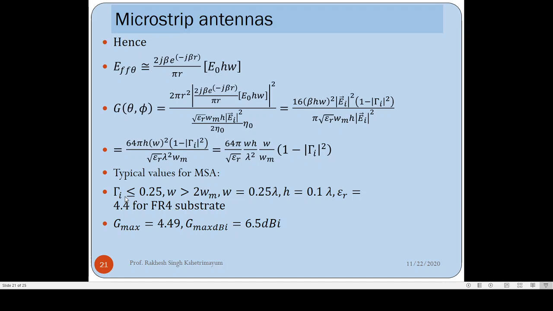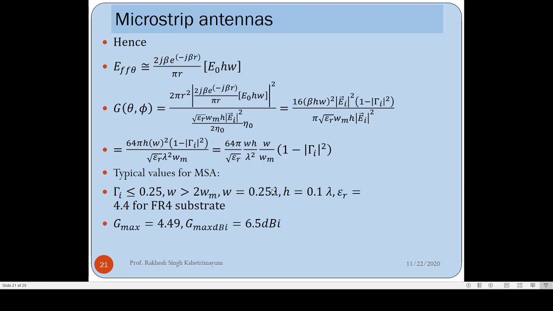Gamma I is usually less than or equal to 0.25. W, the width of the microstrip antenna, is always greater than or equal to 2 times the width of the microstrip line. W is usually taken as 0.25 lambda, that is lambda by 4. h is taken as 0.1 lambda. h is usually very small. Epsilon r, let's say we consider FR4 substrate, which is a PCB substrate used in PCB fabrication, and it has an epsilon r of 4.4.